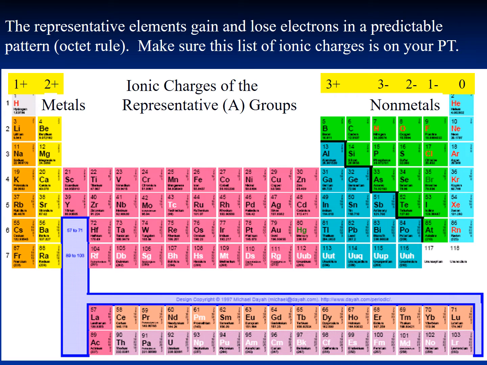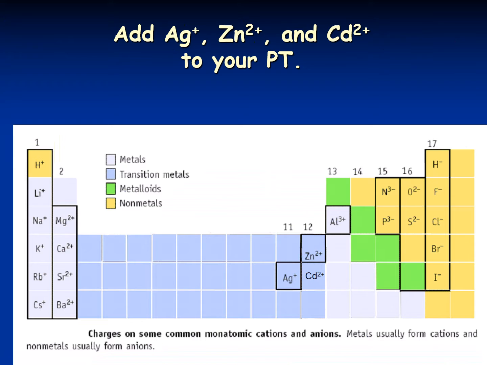Tin and lead can have +2 or +4. Then we get to the nitrogen group, group 15 or 5A, they tend to form -3 ions. 16 -2, 17 -1, and group 18 do not form ions at all. Those are the noble gases. They have full or complete electron levels in their valence shell, and they do not need to gain or lose any electrons.